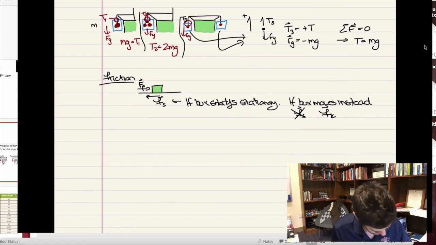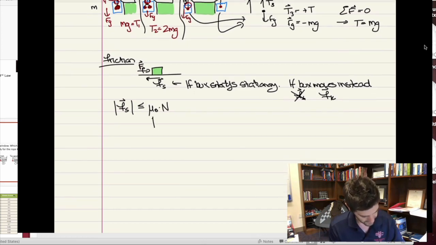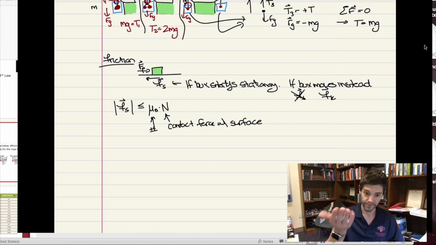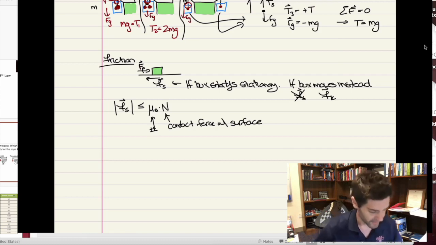And the model we have for this is that the magnitude of the static friction force is less than or equal to some number times the normal component, where this is just a number, and this is the contact force with the surface. That points normal to the surface, so we call it the normal force. Which we've talked about, does not have to be straight up, does not always equal your weight, and so on.